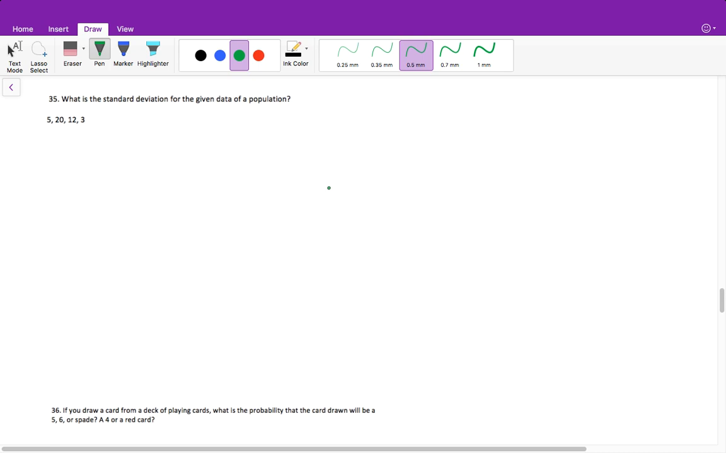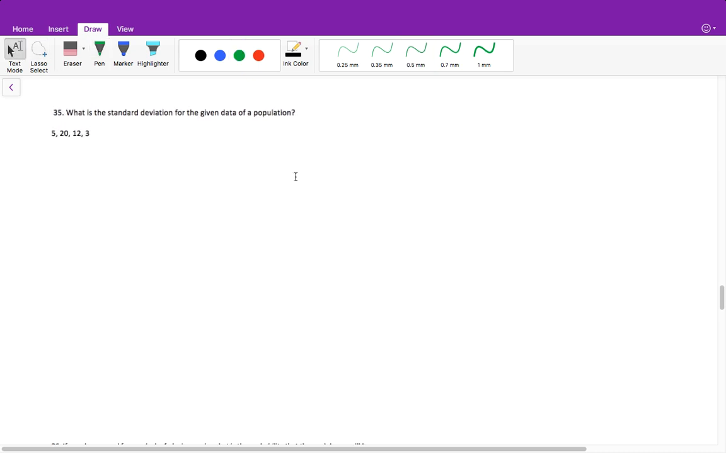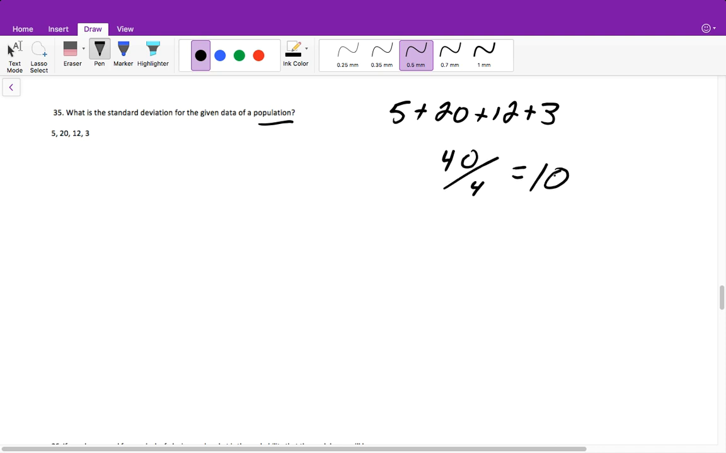All right, this one we're finding standard deviation. I do give you the formula on your test, but I'm just going to go through it the longer way right now. You can use your calculator if you want to as well. This will be the population, as it says here. So the first thing you do is you would find the average. So 5 plus 20 plus 12 plus 3. This will give me 25, 37, 40. We have 4 numbers, so the average is equal to 10.